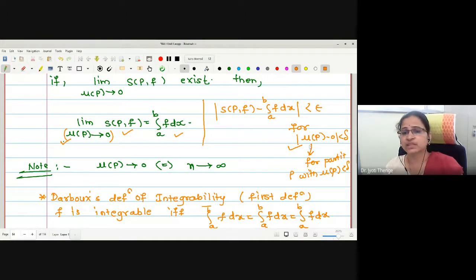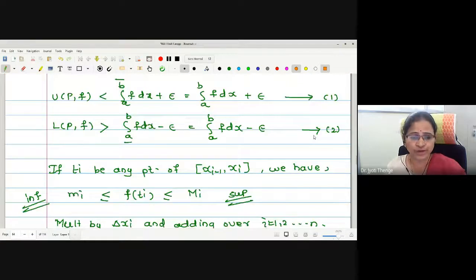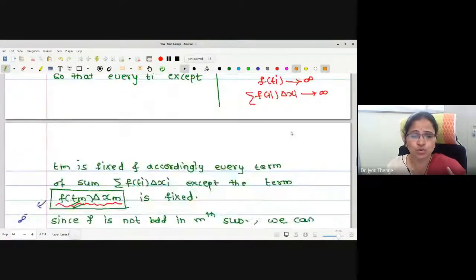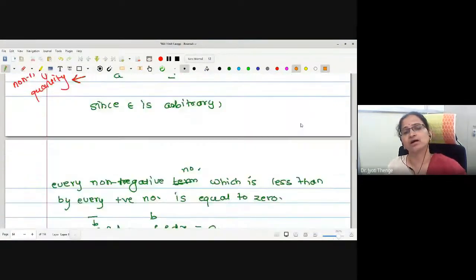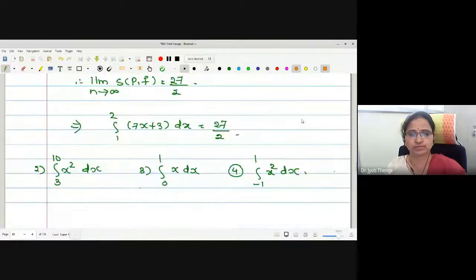Okay. Therefore, this condition must be true for which partitions? For the partitions P whose norm is less than delta. Because norm P less than delta ensures that mu P tends to 0, because mod of mu P minus 0 less than delta will ensure mu P tends to 0. Therefore, don't forget to write for the partitions whose norm is less than delta. This is a very important condition.